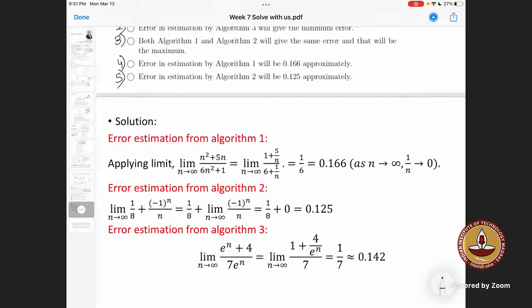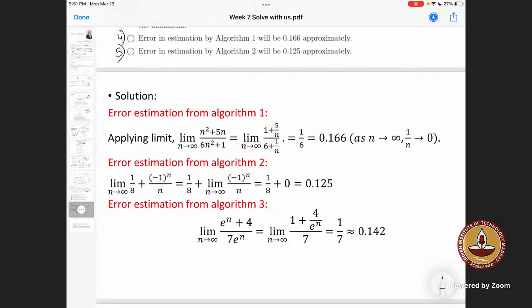Okay, are you able to see this? The estimation from algorithm 1 should be 1 by 6. The estimation from algorithm 2 is 1 by 8, which is 0.125. And the estimation from algorithm 3 is 1 by 7, so 0.142.